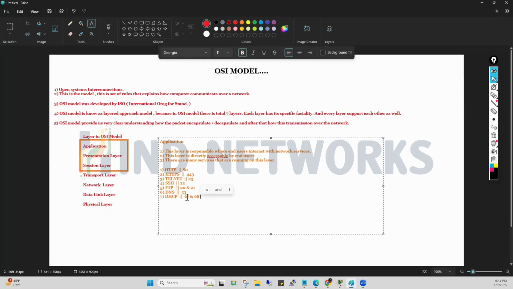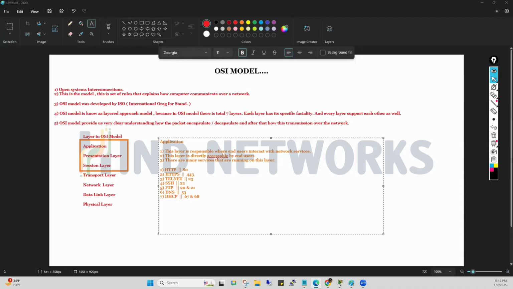So the most important thing on the application layer, what is the use of the application layer? The application layer provides the end user interface. Getting my point? Understand, guys, everyone, yes or no? As an end user, you can access the application layer. And on the application layer, there are multiple services running, for example HTTP, HTTPS, Telnet, SSH, FTP, TFTP.